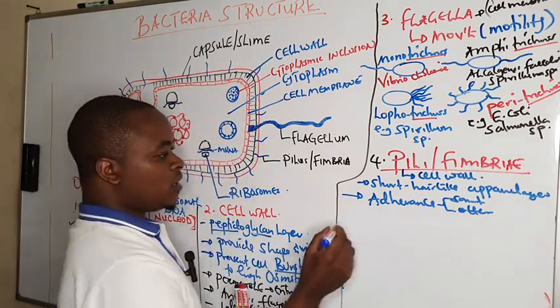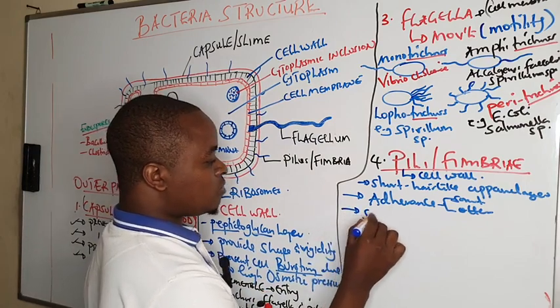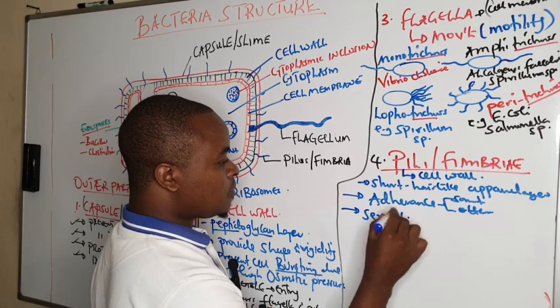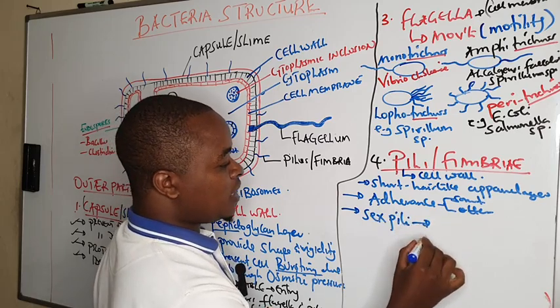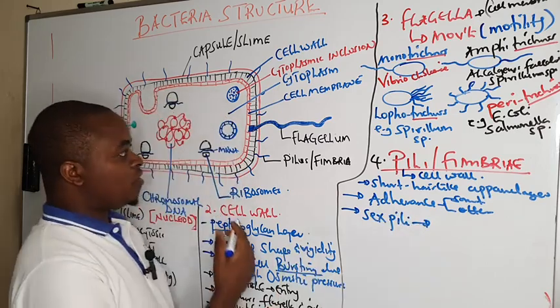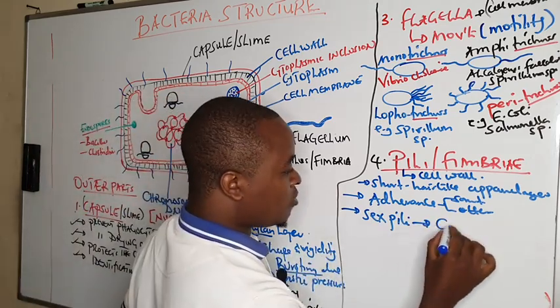And another thing, there are those which have been modified into what we call the sex pili. And these sex pili enable sharing of genetic material by the process known as conjugation.